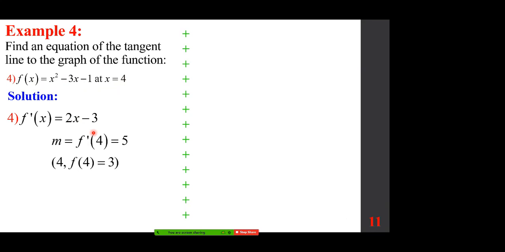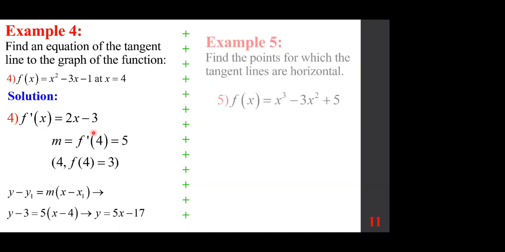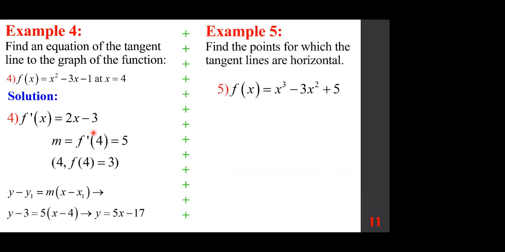And y minus y1 is m times x minus x sub 1. So I wouldn't worry about that. It's easy. The difference between this section and previous sections, it's a lot faster, okay? Because I'm taking the easy way out. I'm using the differentiation formulas. Find the point or points for which the tangent lines are horizontal. Well, what does it mean? If we have a horizontal tangent line or any horizontal line, the slope is 0. So all you have to do, find f prime and then set it equal to 0. So here's f prime, 3x squared minus 6x.